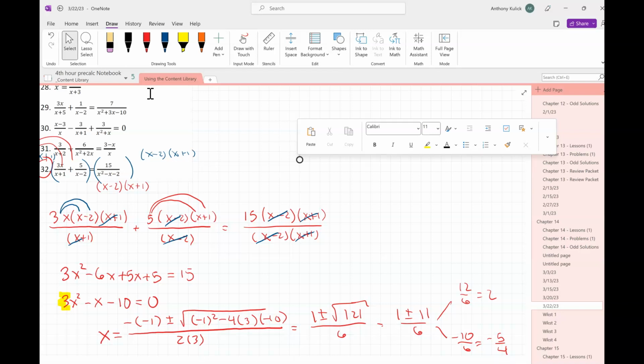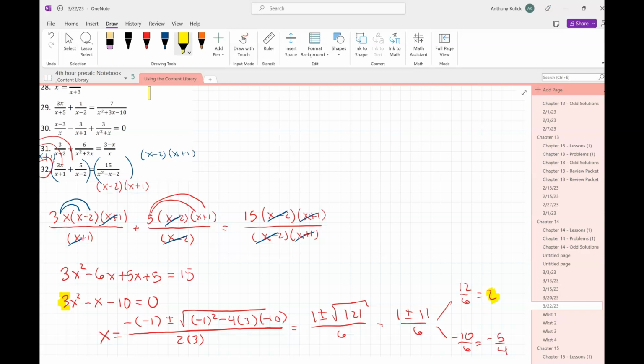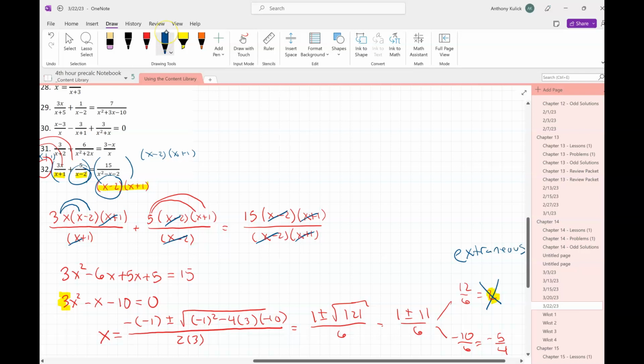The way that I check the answer is I'm going to take the solution and plug it back into the original equation and see if I get a 0 denominator anywhere. Well, I would definitely get a 0 denominator with x equals 2. So that's not a solution. That one is extraneous. However, if I plug negative 5/4 in there, that one will definitely work. So that one is the only solution I'm left with.